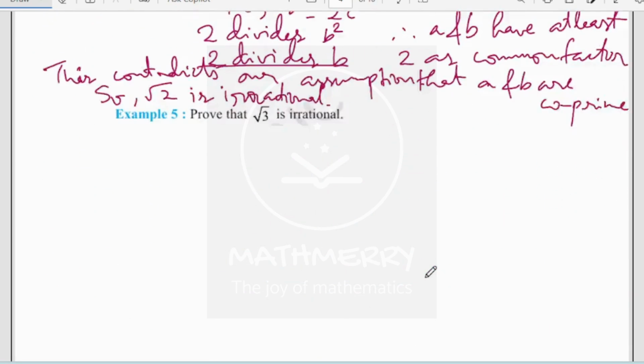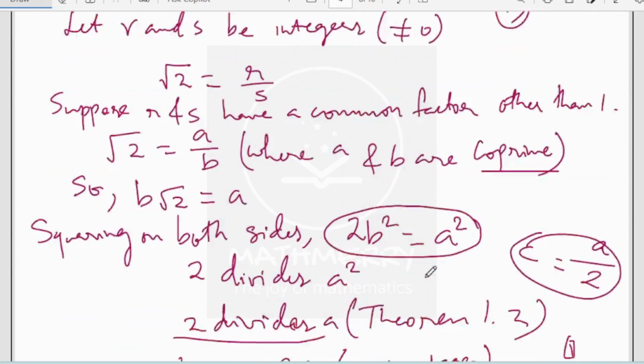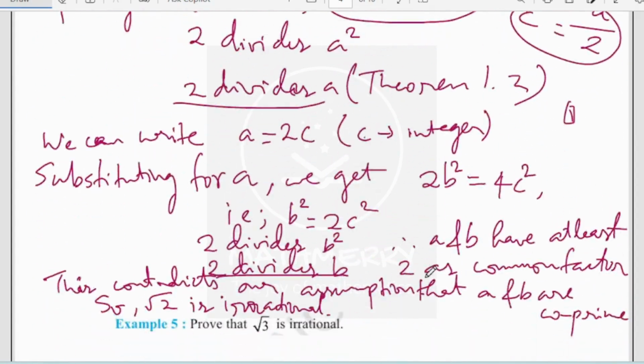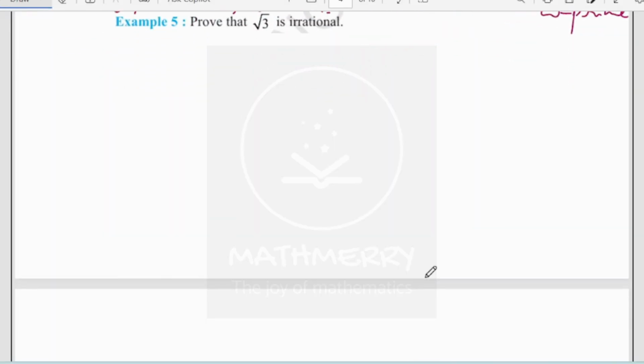I hope it's clear. So we are going to follow the same steps or the structure for the other questions. The next question is to prove that root 3 is irrational. So like any other question, what we have to assume here is, if you want, you can continue with the R and S. It's not that necessary. So what you can do is you can start from A and B itself.